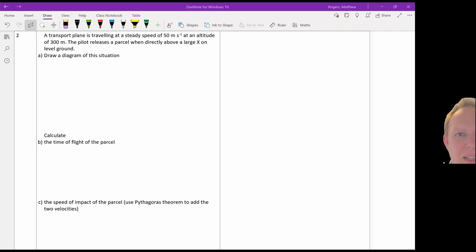steady speed of 50 meters per second at an altitude of 300 meters. The pilot releases a parcel when directly above a large X on level ground. Draw a diagram of this situation. So again, just a very simple plane will do.